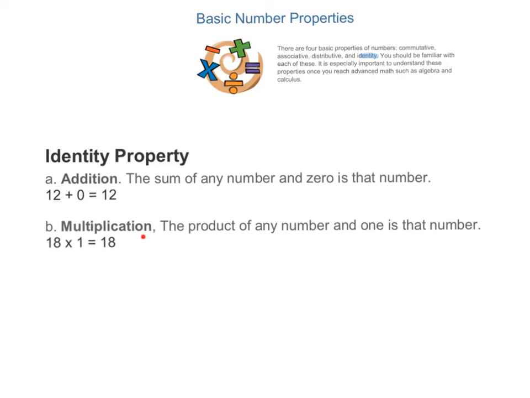Straightforward. In multiplication, again, something I think you're already familiar with. You just probably don't realize this is what it's called. The product of any number and 1 is that number. 18 times 1 is 18. 10 times 1 is 10. 1 times 1 is 1. 5 million times 1 is 5 million.